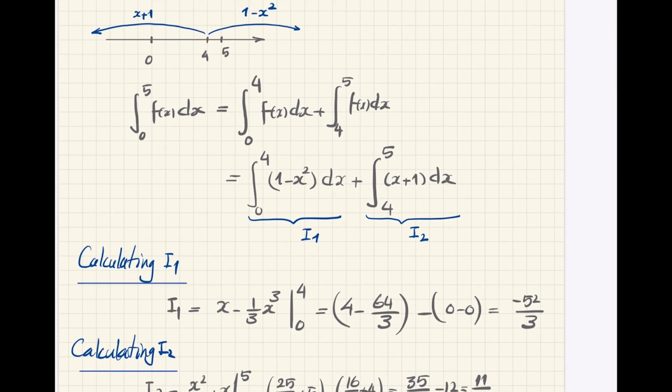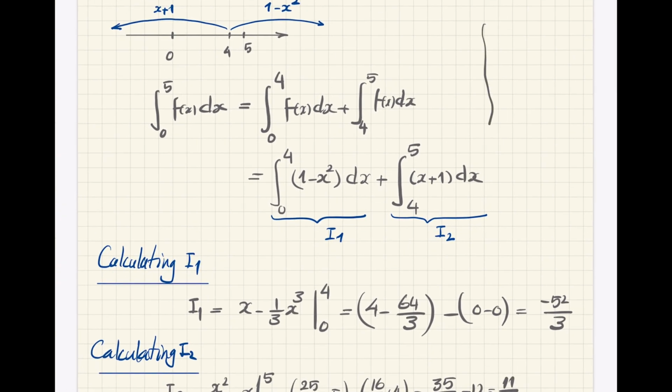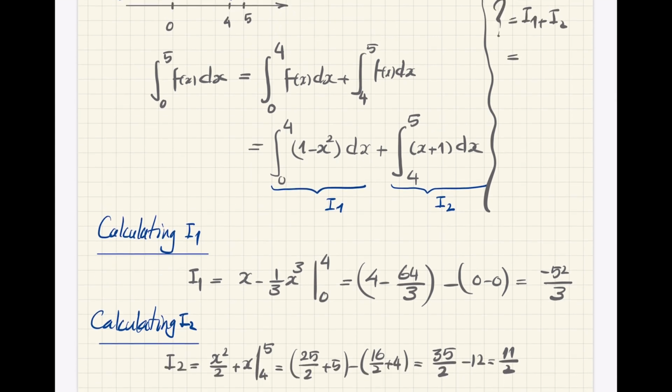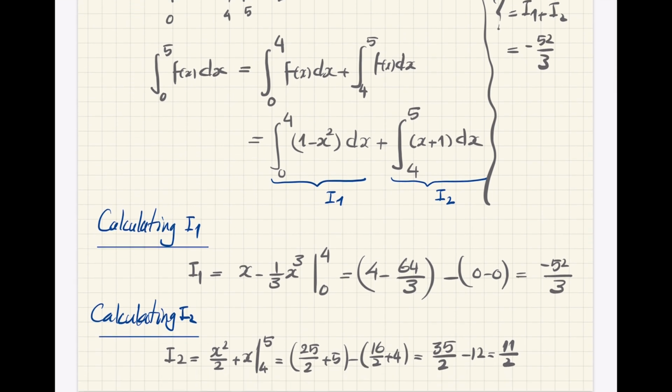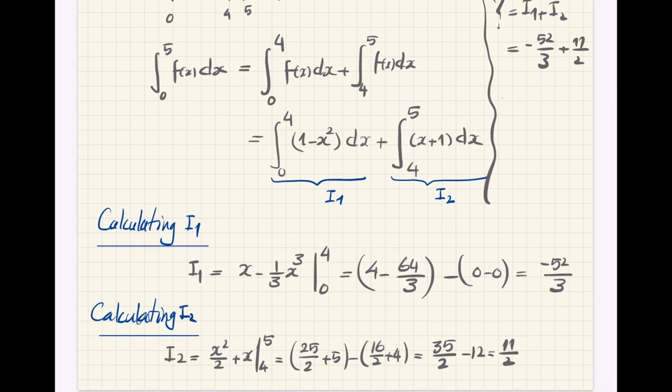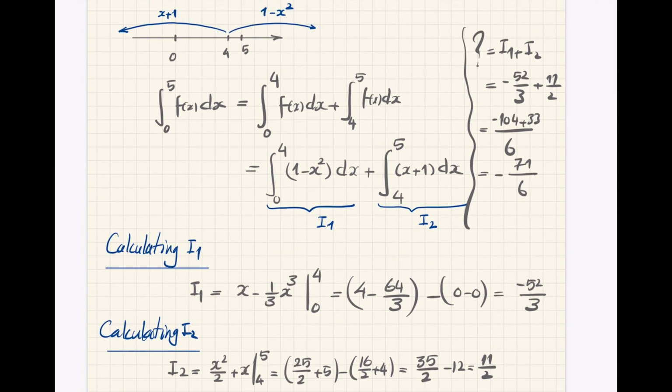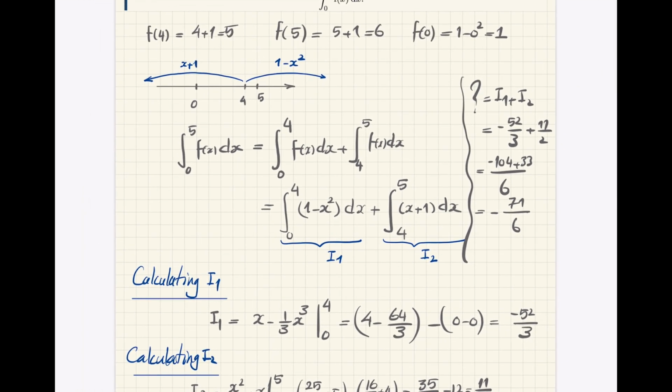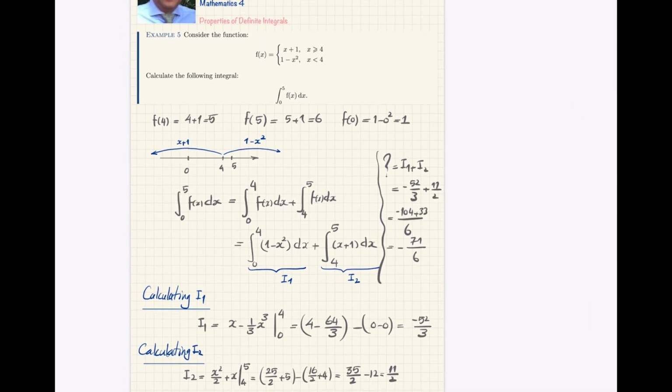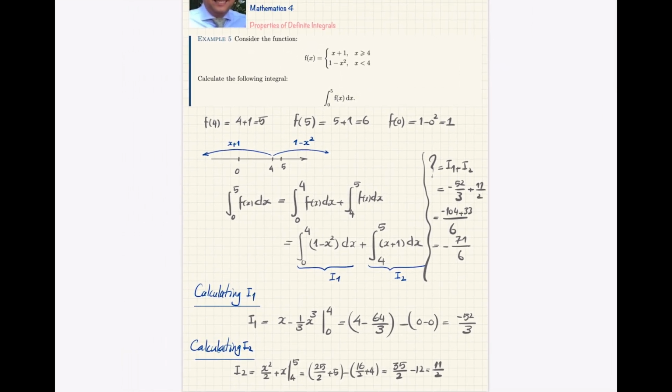And then finally the question mark, so let me write it here. The question mark is I1 plus I2, which is equal to minus 52 over 3 plus 11 over 2. And then the common denominator would be 6: minus 104 plus 33. So it is negative, the denominator is 6. How much is that? 171. Yes, so that would be the answer to this integral. So are there any questions here? Is everything understandable?